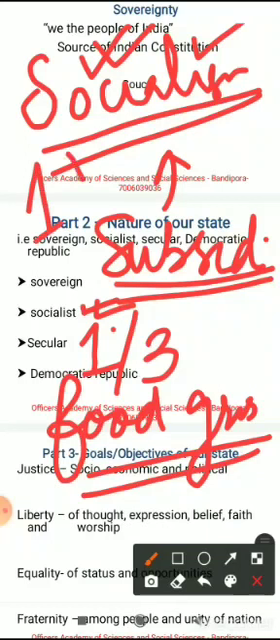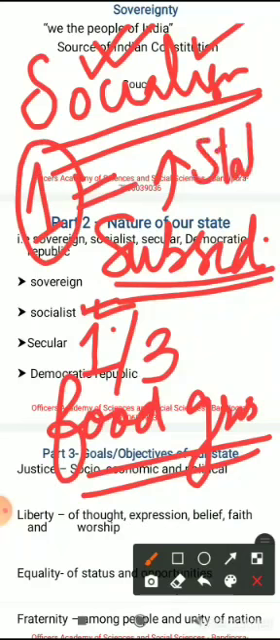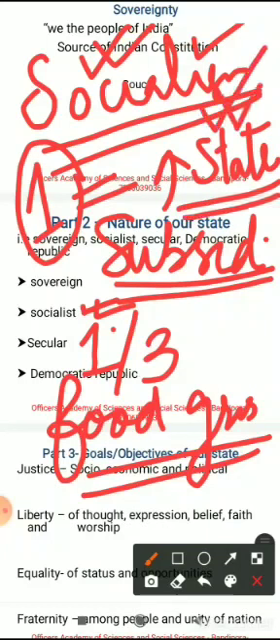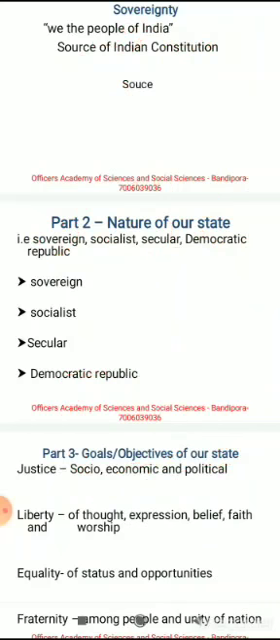No single person should control all the resources. Rather, the resources are controlled by the country, and the country ensures that those resources are equally distributed between the citizens. So this explains socialism.